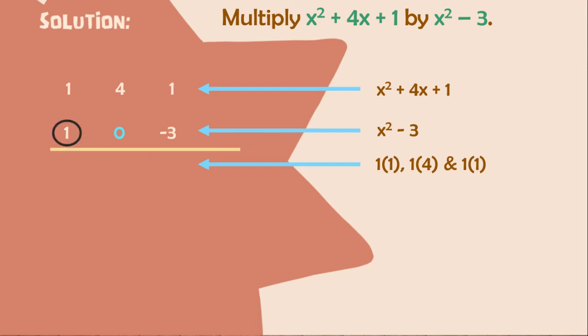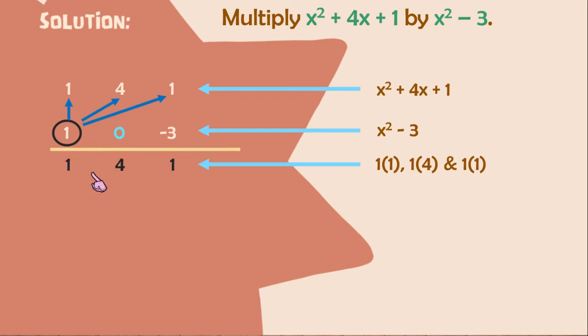So we start with 1. Multiply 1 with the coefficients 1, 4, and 1. So 1 times 1, that is 1. 1 times 4, that's 4. And 1 times 1, that's 1. So take note of the alignment of the products. So 1 times 1 is 1. Write 1 below 1 here.